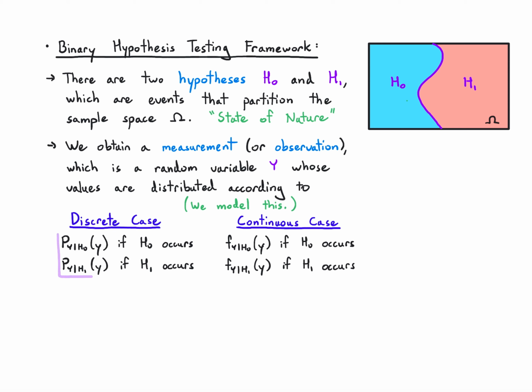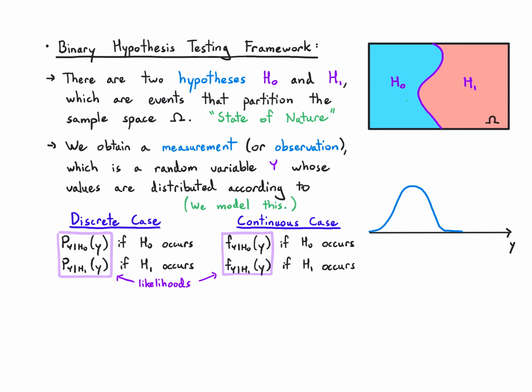These things in purple are sometimes called likelihoods. You'll see that language thrown around, and it'll emerge in some of the things we're talking about. So it's useful to notice that these conditional PMFs and PDFs are called likelihoods in this context.